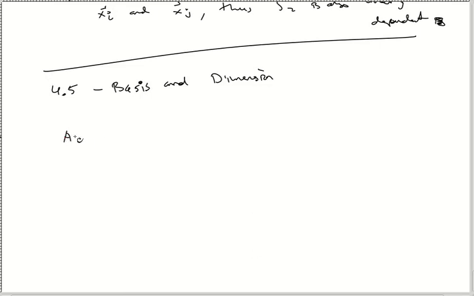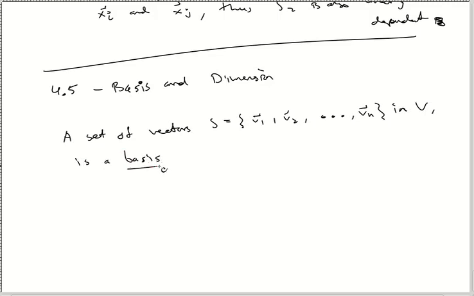But a set of vectors, S is equal to V1, V2, ... Vn. I think it's important to add the n in this particular case. No, I'm sorry, let me reread it. A set of vectors S in vector space V is a basis, there's my keyword, basis, for vector space V if or when part 1, S spans V, and part 2, S is linearly independent.